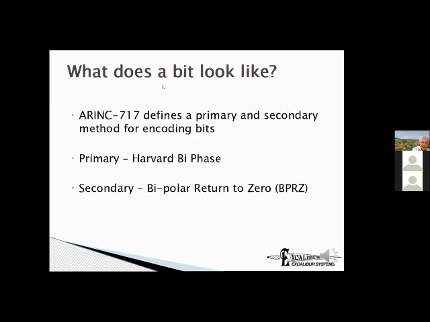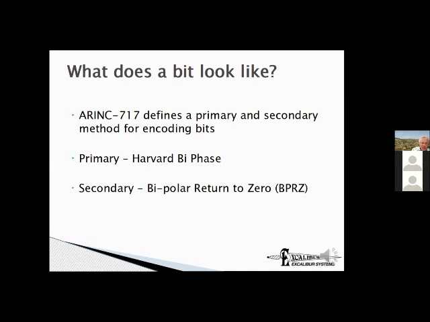Okay, now to make life interesting, we said before that there are 2 issues on every bus that you have to discuss. One is, how do you know there's only one transmitter? Well, 717 is easy. There's only one transmitter. The second thing is, how do you distinguish between a 0 and a 1? And there are a lot of different ways of doing this, and ARINC-717 chose 2 of them. So when you're buying a piece of 717 equipment, you've got to ask the question, do you work in Harvard biphase or do you work in bipolar return to 0? Because if the equipment that you're connecting it to works in the other one, it ain't going to work.